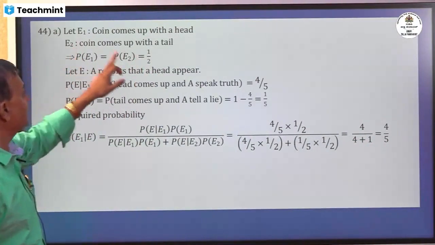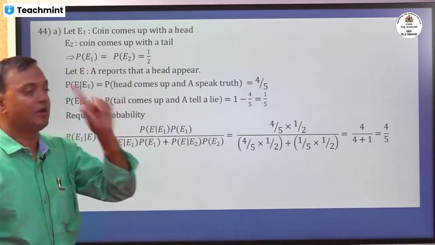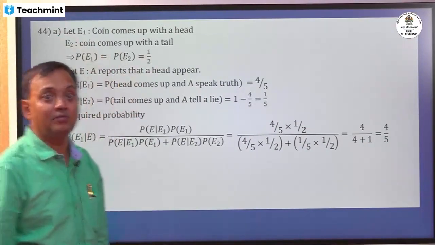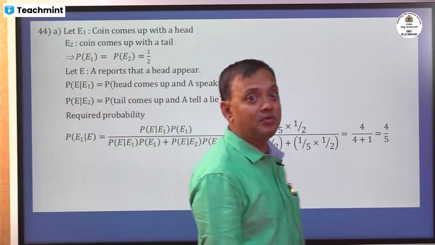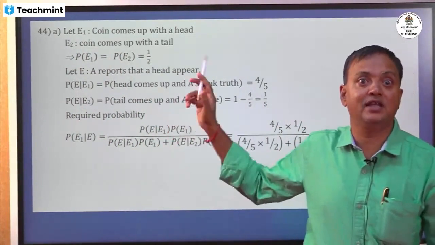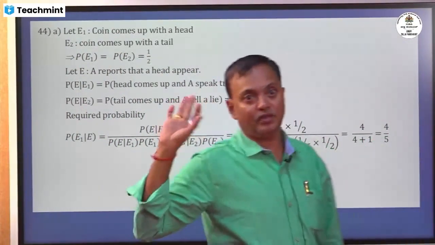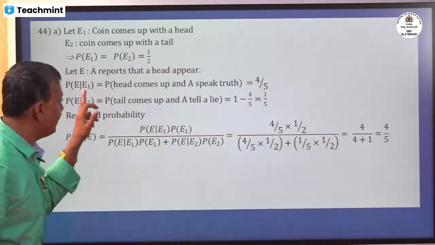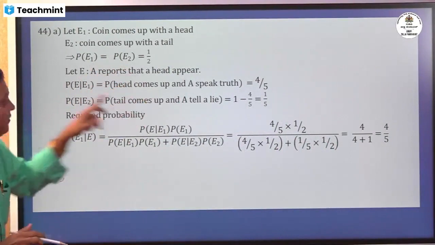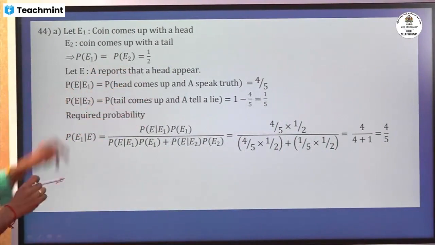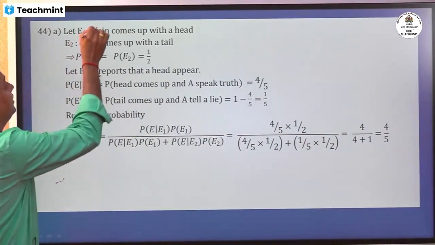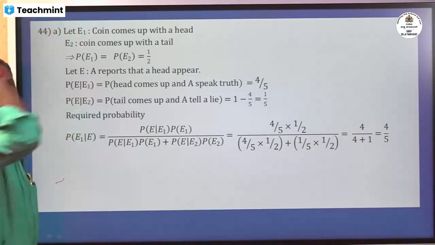P of E1 plus P of E2 must be 1. Let A reports that head appears. What is the probability of E given E1? Probability of E given E1 means probability that head comes up and A speaks truth. That is, the probability that A reports head appears, given that the coin comes up with head.